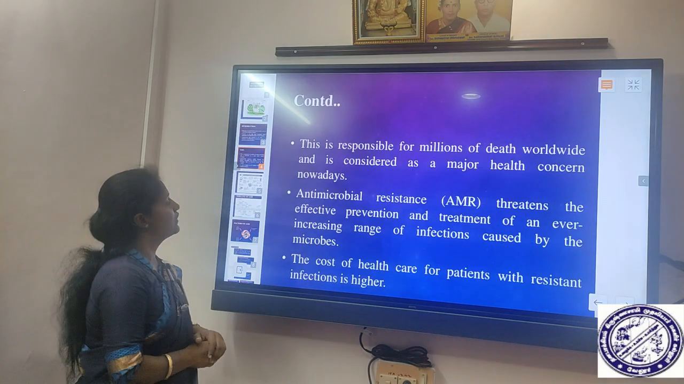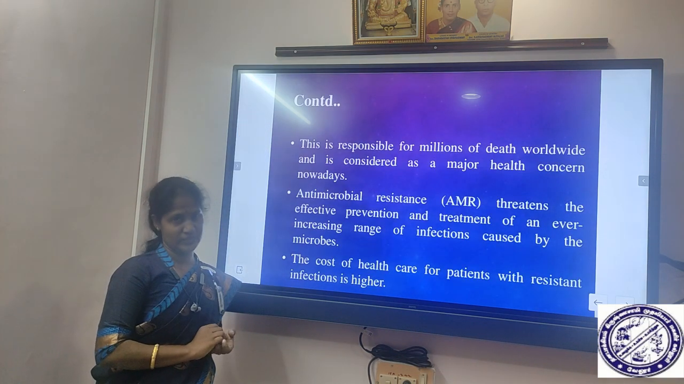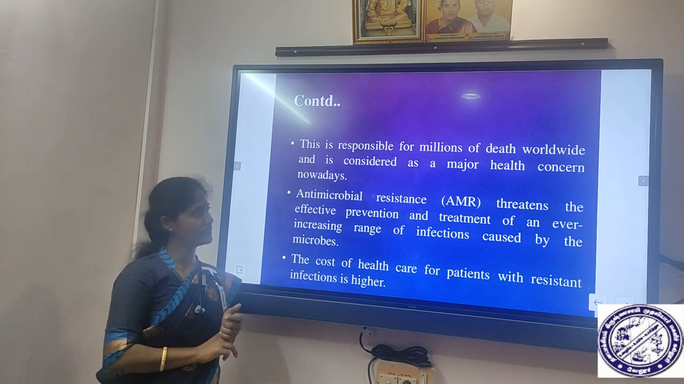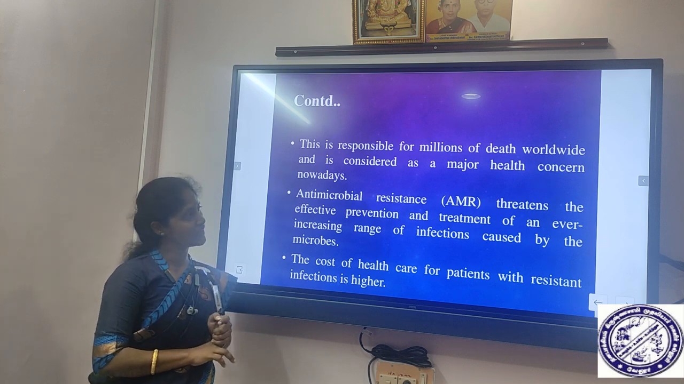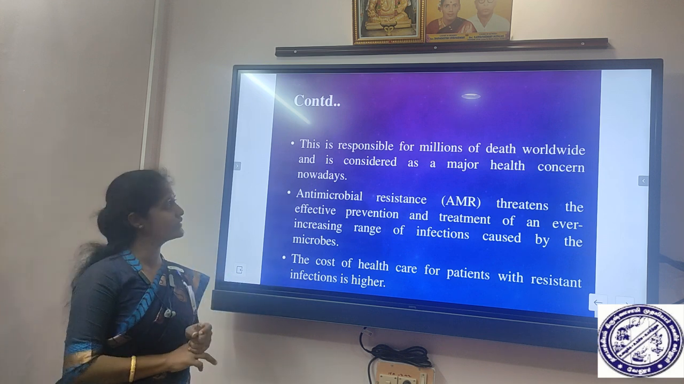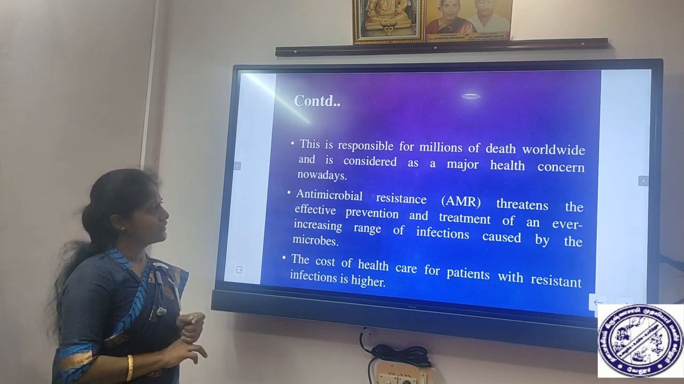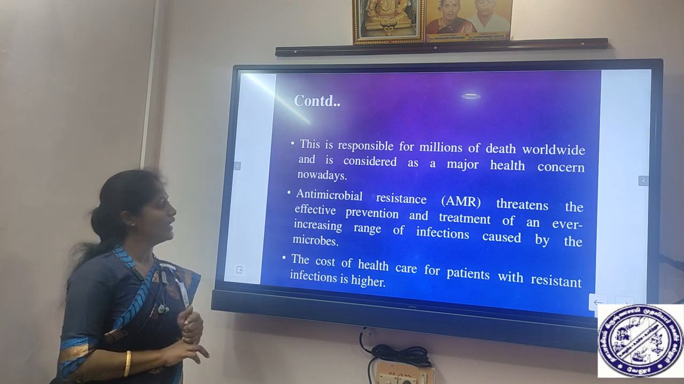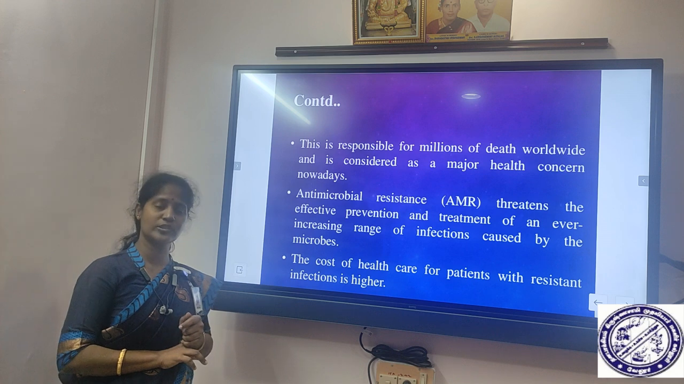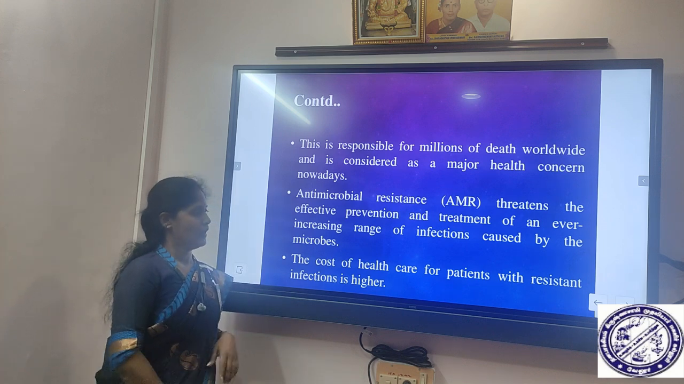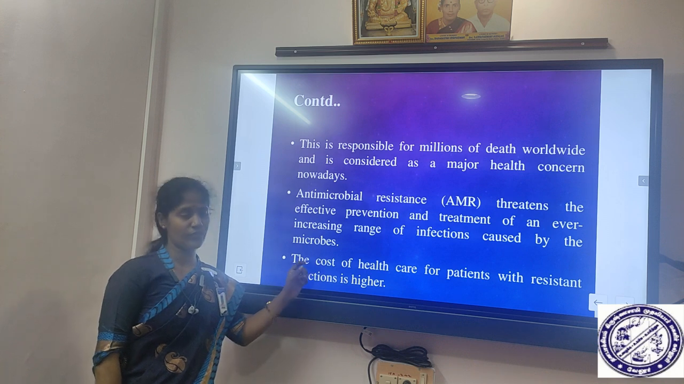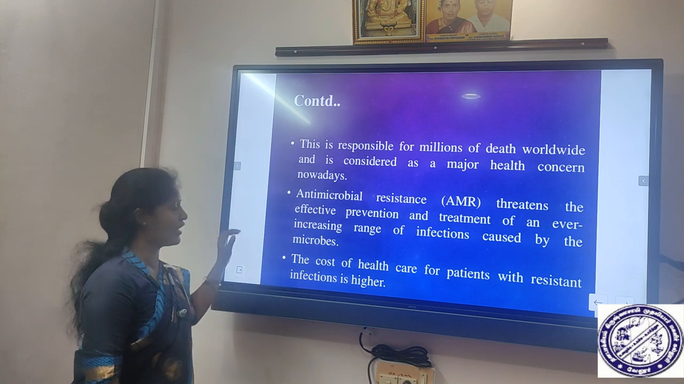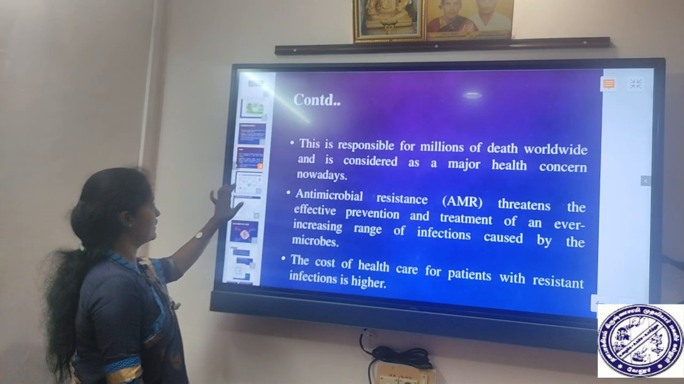So here, this antimicrobial resistance is responsible for millions of deaths worldwide, and it is considered one of the major health concerns nowadays. It threatens the effective prevention and treatment of an ever increasing range of infections caused by a variety of microorganisms. And the cost of health care for patients with resistant infections is higher. Because of these reasons, antimicrobial resistance is prevalent.